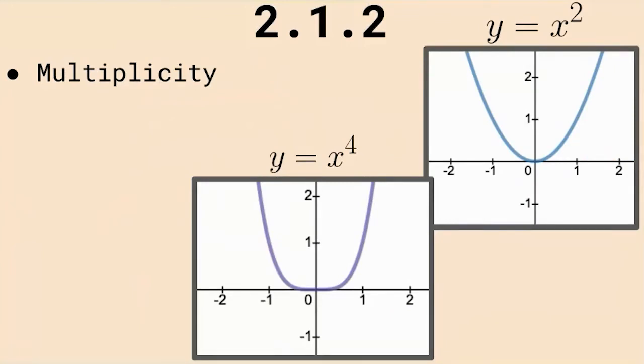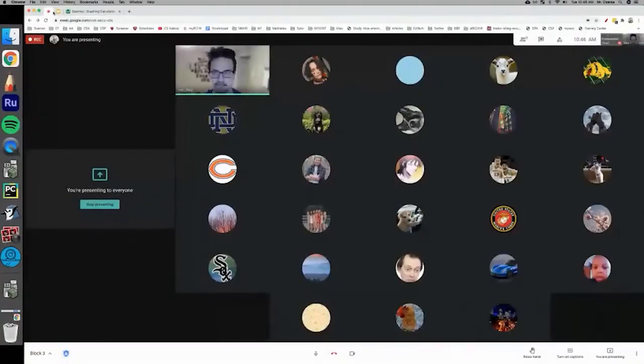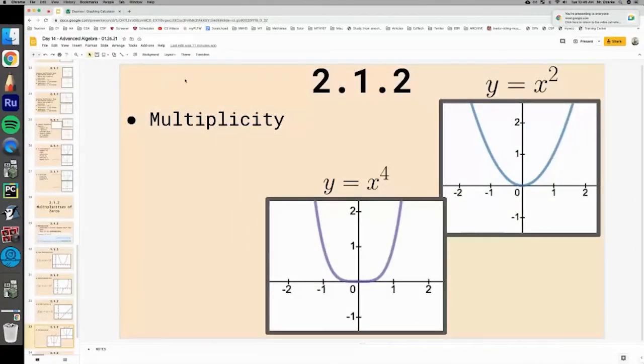Here are 2 examples of multiplicity. If you notice, they both bounce. So what is the solution to both of these? What is the answer for where it's equal to 0? What is the root? Does anybody want to unmute and tell me? Both of them have the same solution. Anybody? Okay. Well, I will go over it then.